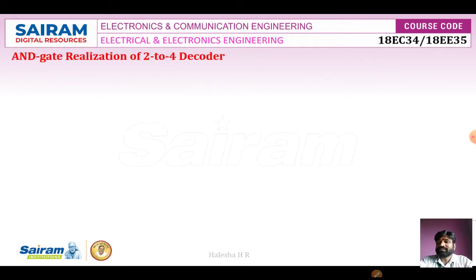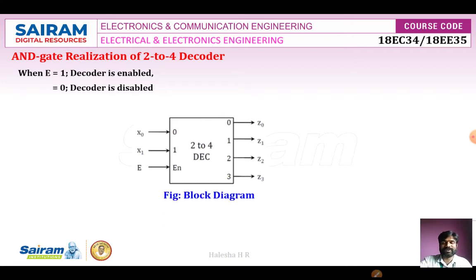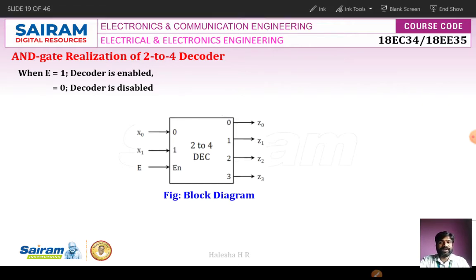Now we'll see AND gate realization of 2 to 4 decoder, I mean 2 inputs, 4 outputs with the enable input. Since it is AND gate realization, we use E as an enable input. When E is equal to 1, the decoder is enabled. When E is equal to 0, the decoder is disabled. So the corresponding block diagram. Observe the input side 0, 1 and enable En. To this we connected X0, X1 and E. E is the active high enable input, and the outputs 0 to 3 are connected to Z0 to Z3.